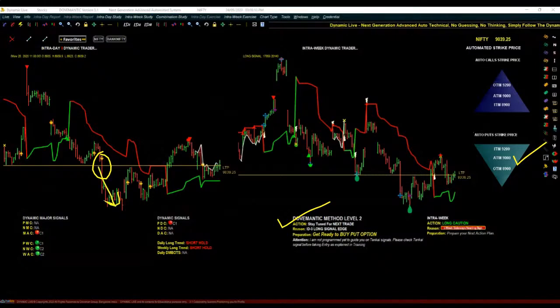As the price started coming down, in the intra-week chart, we started seeing some symbols. There were some symbols out there. Whenever these symbols appear, it means you're supposed to secure your profits. Now, how to secure your profits? Let us understand this.